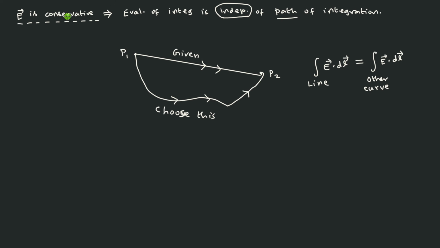In terms of physics, how do you understand conservative? Conservative is something that doesn't change. It possesses its original value.